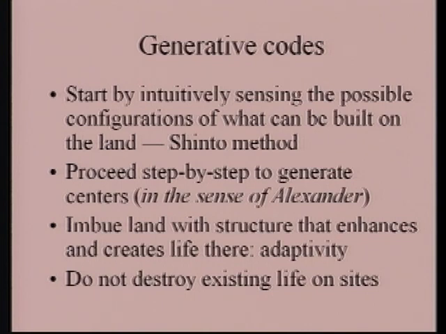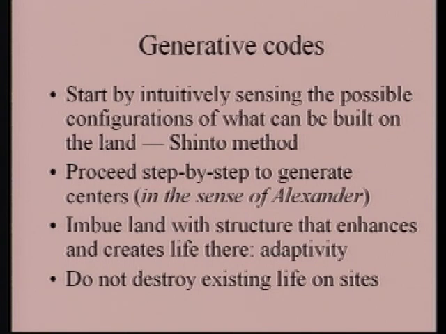Let me continue now with generative codes. We start design by intuitively sensing the possible configurations of what we can build on the land. This is the time-proven method used, for example, by Shinto architects in Japan. The sensitivity to what the place has and what the place can support. And once we use this sensitivity and proceed step by step to generate centers in the sense of Alexander, geometrical coherence as we design and as I have described in the previous lectures in the series.